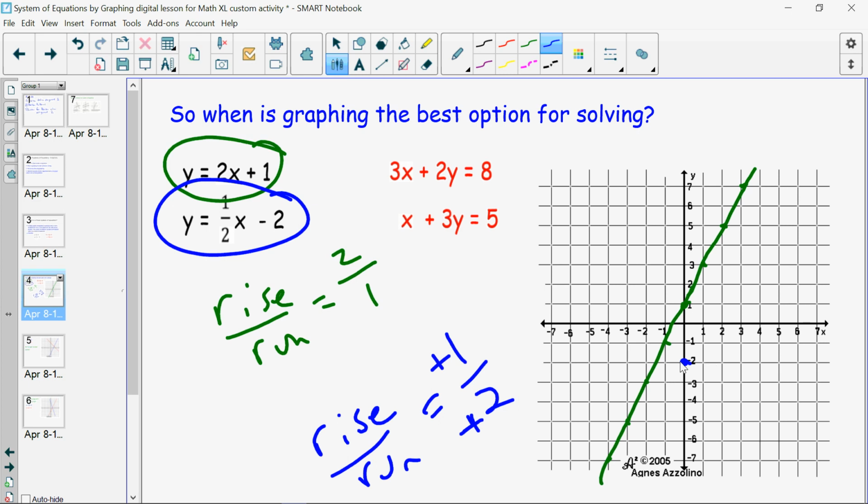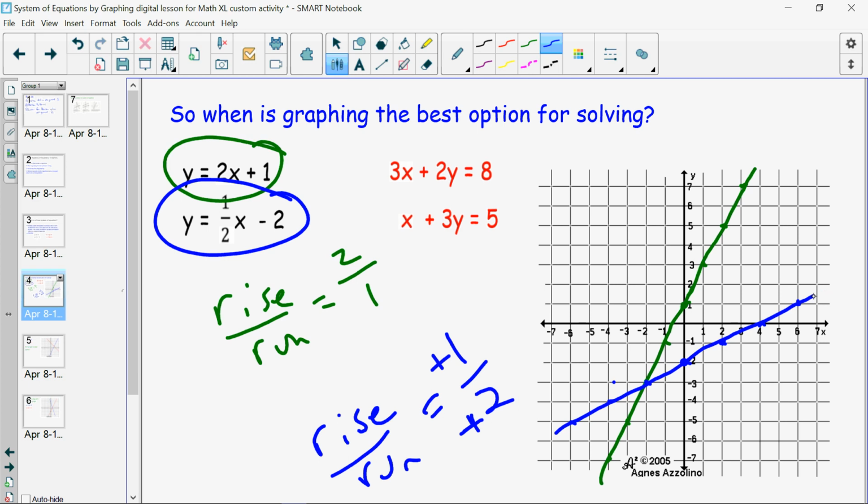I run left and right. I rise up and down. So over 2, and then up 1. So my next point is going to be right there where my cursor is pointing. So I put a point there, and I put a point there. I'm just going to keep going over 2 and up 1. Now to go to the left, I would go left 2 and then down 1, left 2, down 1, left 2, down 1. So now again, I can draw a pretty straight line.